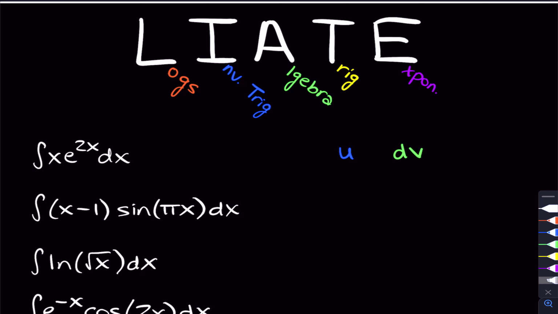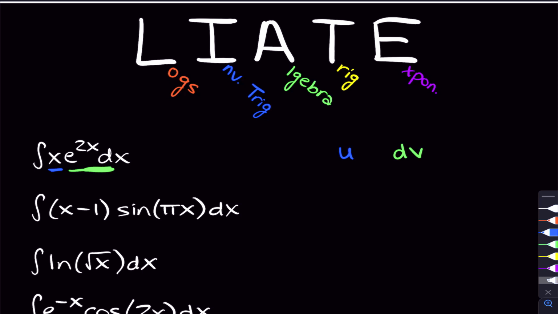So starting with this first integral, we've got the integral of x times e to the 2x dx. Now for that integral, which one's going to be our U? Well, we have algebra and we have an exponential. And this acronym tells us that algebra is going to be our U before exponentials is. So x will be our U and e to the 2x dx will be our dv. So our first integral is already done.